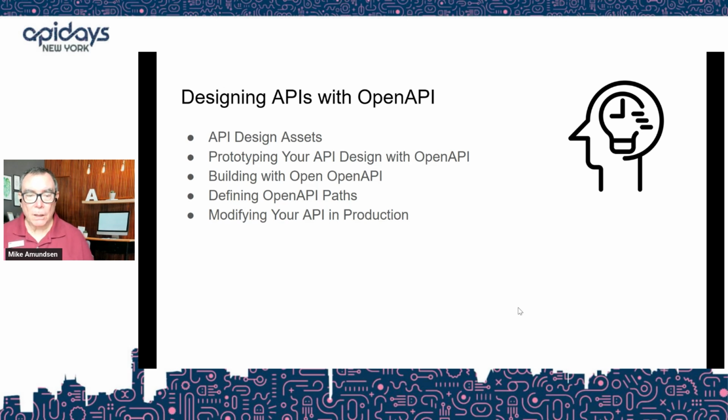We'll be focusing on what I call design assets. What does it really mean to have a set of design assets for your API? Prototyping, and then how to build using OpenAPI, defining paths, components, and then finally, a very important element in the story, modifying your API in production. Most of the changes you'll make to the API, most of the editing to the code and the layout and everything else will happen after it's been released. This is especially true for popular APIs. So we'll talk about that very important element of designing for modification in production.